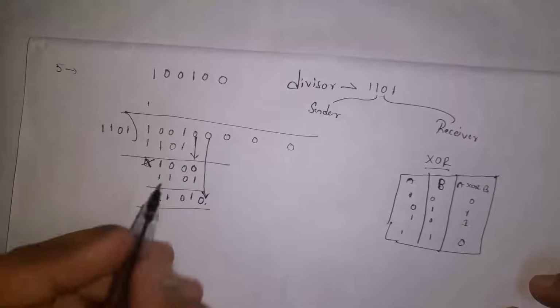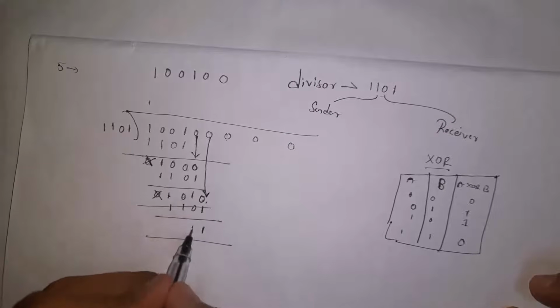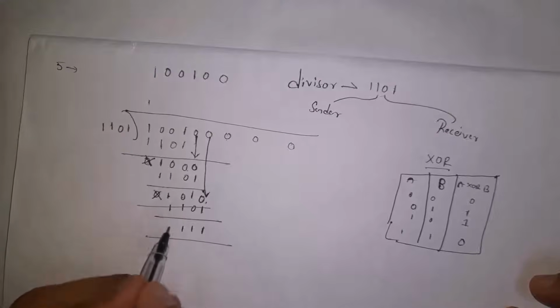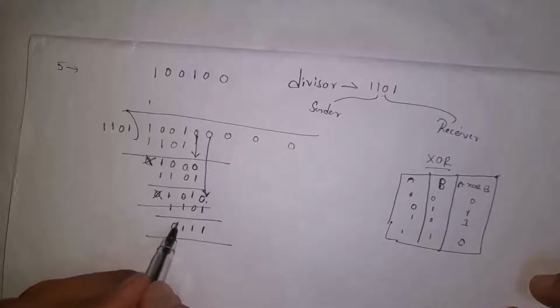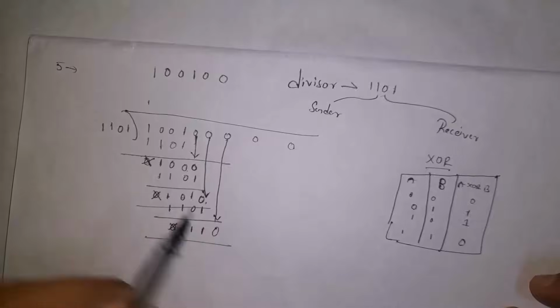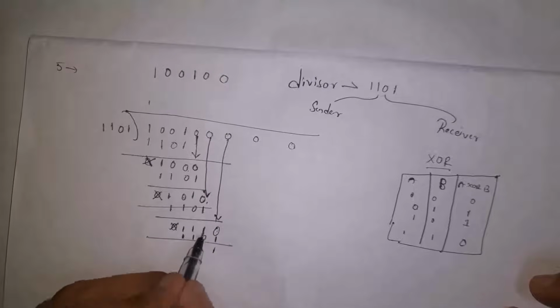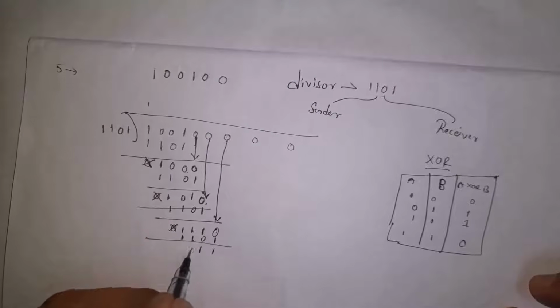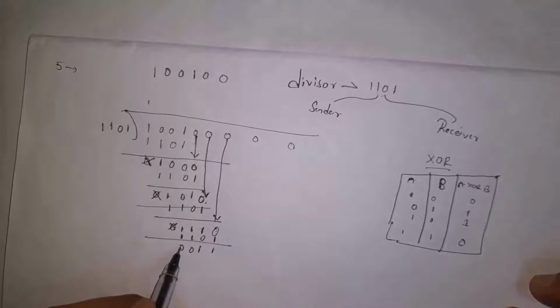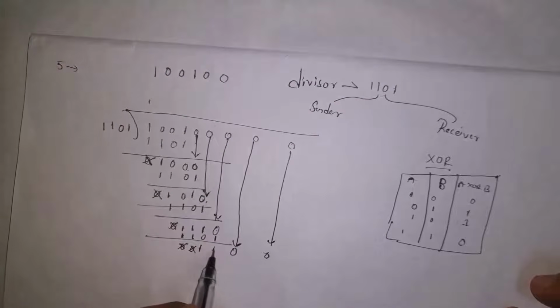Again we will divide by 1101. So 011, 101, 011, and 110. As the last value is 0, you can remove this and add the next 0. So now there are 4 bits. Again divide by 1101. So 011, 101, 110, and 110. As the last two values are zeros, you can remove these two and add these two zeros. So 1100.